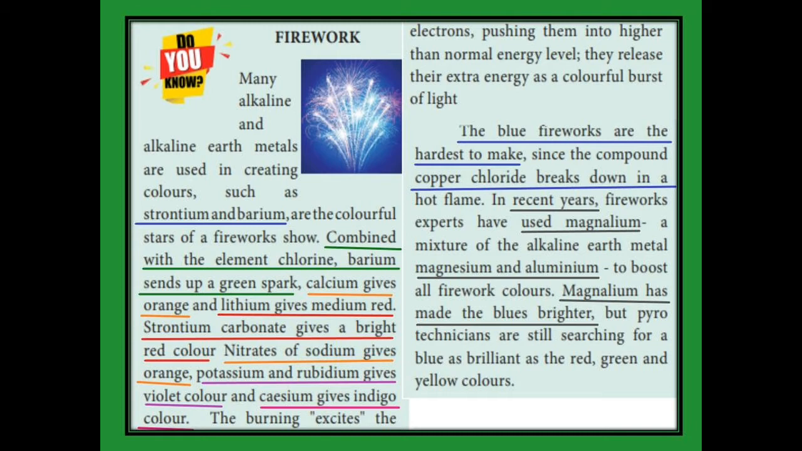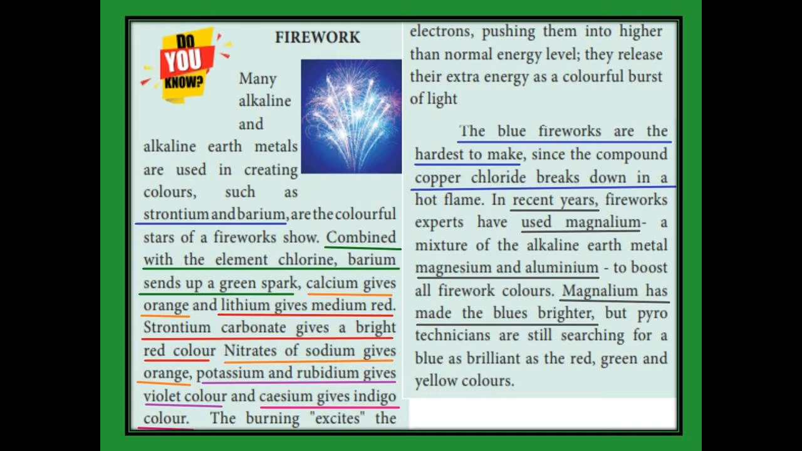Why do they give colors? The outer valence electron is excited to a higher energy level. When it returns back to the original energy level, it emits the excess energy which was absorbed during heating. That excess energy gives the color.